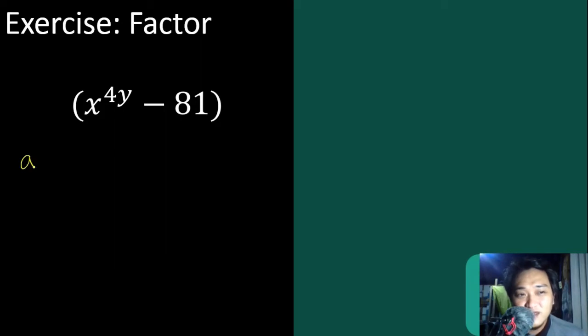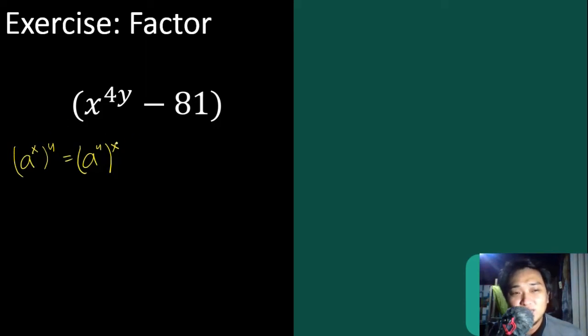if you have a raised to x, or the quantity a raised to x raised to another power of y, that is also the same as a, the quantity a raised to y raised to another power of x. So, ano nangyari? Nagkabaliktad lang sila, no? Nagkabaliktad lang silang dalawa. So, ibig sabihin pala, according to this property, pwede pala nating pabaliktarin.